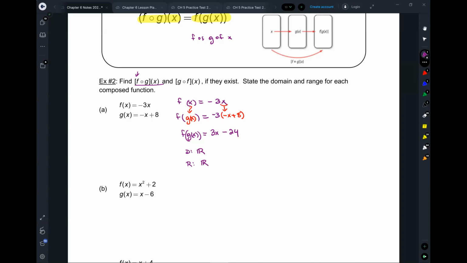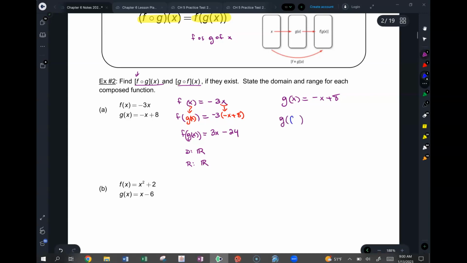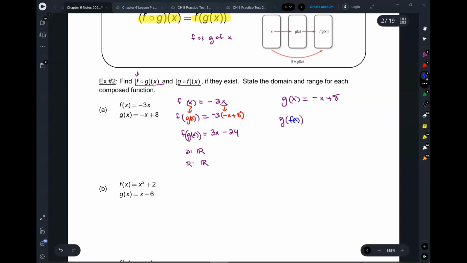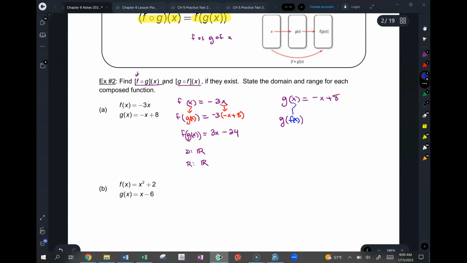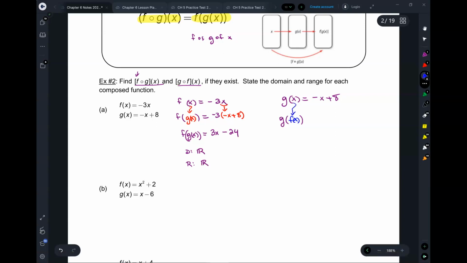Okay, now we're going to find g of f of x. This time the outer one is g of x, right? So let me just write that down, negative x plus 8. G of x is this. Okay, what do I need to find for this one? G of f of x. So look at what happened now. The x got replaced by f of x.